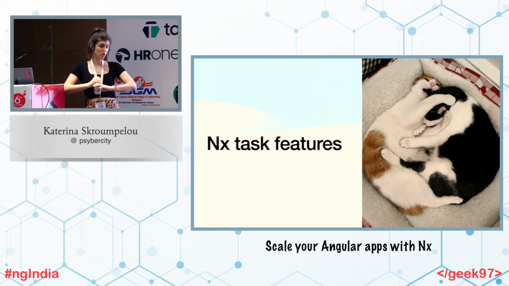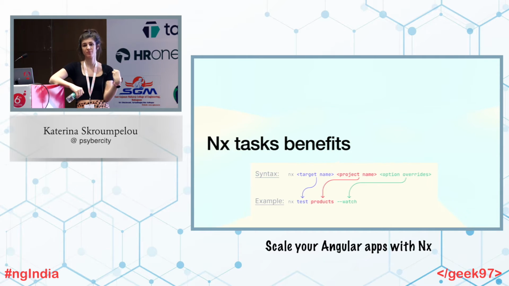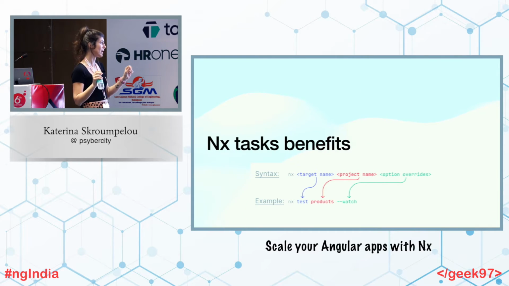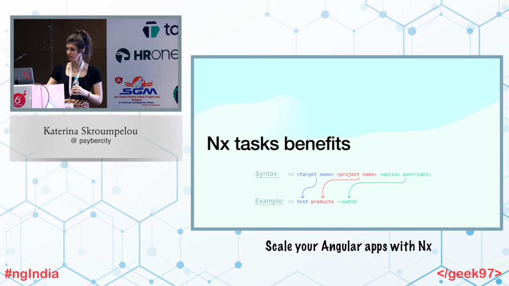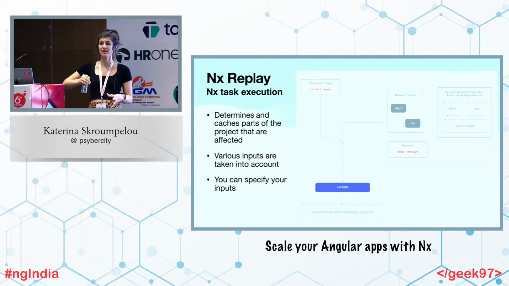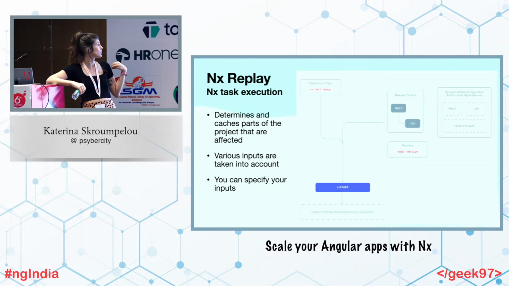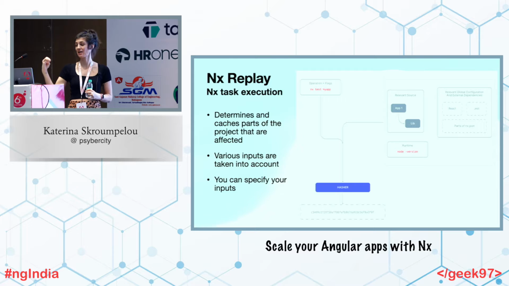So now let's get to the more interesting part of NX, which is the part that makes your CI run faster. These are the NX tasks. The syntax of the NX tasks looks very much like the ng build, the ng CLI syntax in a way. So you have nx, the target name, the project name, and some options. One of the features of NX tasks is the cache. The cache, which we call NX replay, determines and caches part of the project that have been affected. We're going to explain that. Also, it takes various inputs into account, and you can specify which inputs are taken into account whenever you're running a task.